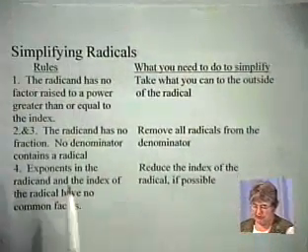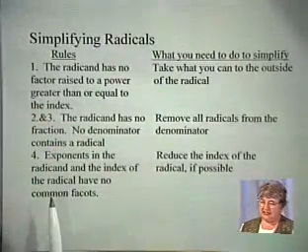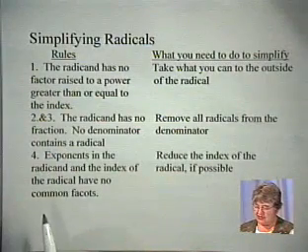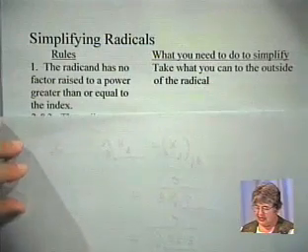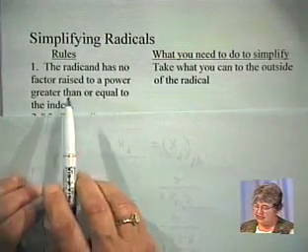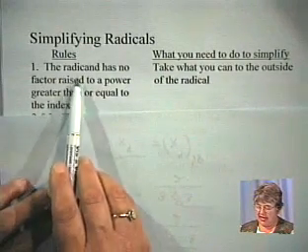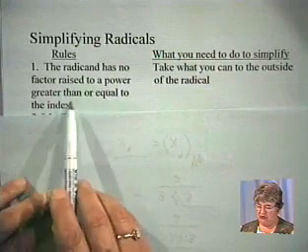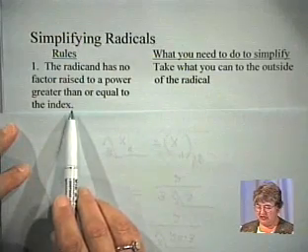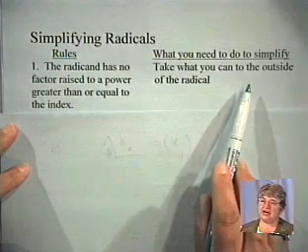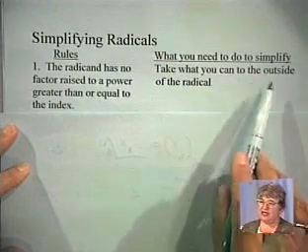Simplifying radicals. The rules are the following. Sometimes wording in math is a little bit tricky to understand, so sometimes it's a good idea to write it in your own words, and that's what I tried to do with these. The first rule, remember, is to take what you can to the outside of the radical. In math language, that says the radicand has no factor raised to a power greater than or equal to the index. When you read that, sometimes it's a little bit hard to interpret. All that means is take any factor that's a perfect square or cube, as the case may be, to the outside of the radical.